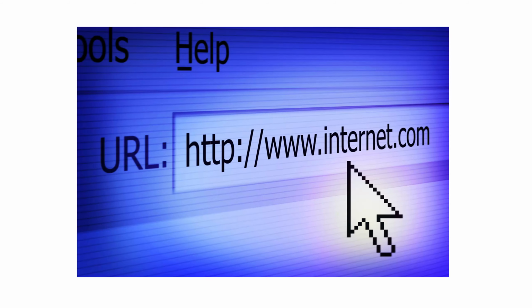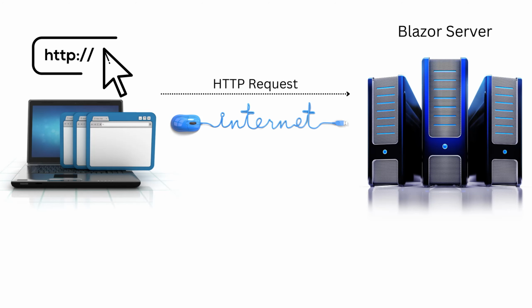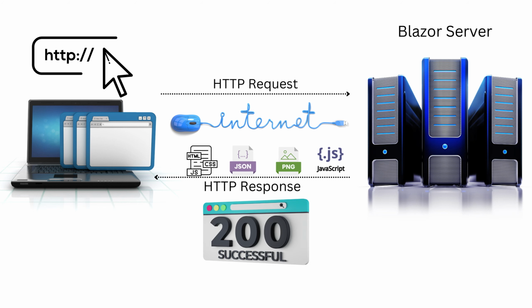Let's look at the basic process for the Blazor server-side scenario. The first time that a user types in a URL in the browser's address bar, or when a page is refreshed, the browser sends an HTTP request to the server. The server responds with HTTP responses that contain images, styling, and everything else that is needed for the page to be displayed in the browser.